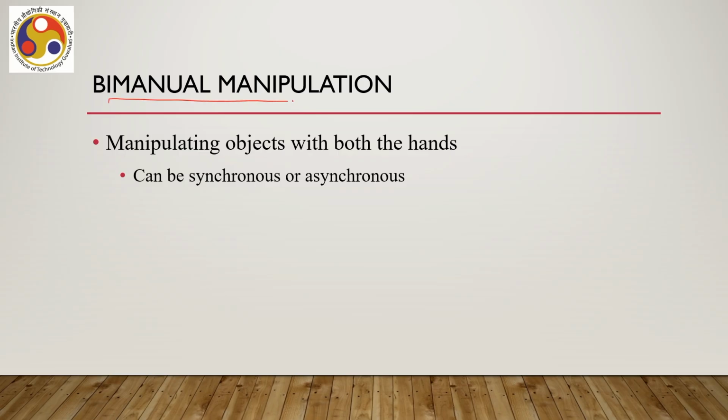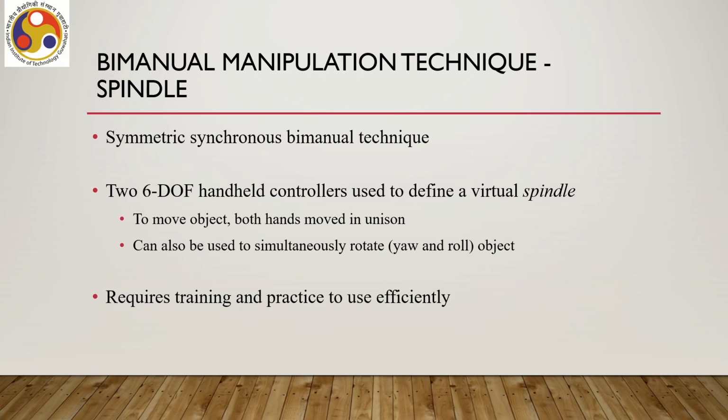Then we have the bimanual manipulation technique. In this case, we manipulate objects with both the hands, but the hand manipulation can be synchronous, that is both the hands are moving together, or asynchronous, that is it is not necessary to move the hands together simultaneously. One bimanual manipulation technique is called spindle. It is a symmetric synchronous bimanual technique, that is, the hands are positioned symmetrically and they move simultaneously to perform the manipulation.